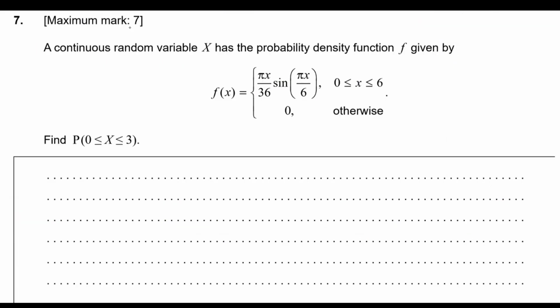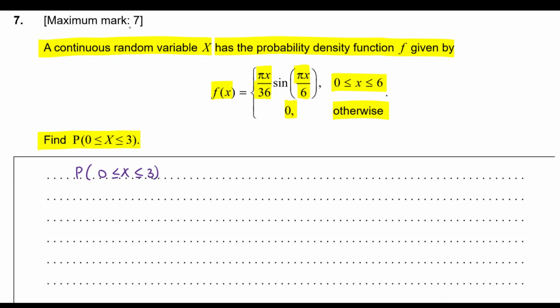Now question number 7. A continuous random variable x has the probability density function f given by f(x) equals pi x over 36 sine pi x over 6 for x between 0 and 6, and otherwise it is 0. We need to find the probability of x greater than or equal to 0 and less than or equal to 3. So it is a continuous random variable. In a continuous random variable we know the probability between two values. Here in the case of 0 and 3, it is going to be the integration of f(x) from 0 to 3 dx, and here we have the values.